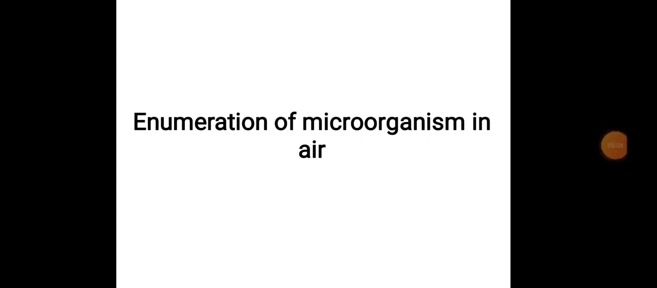In this video lecture we will be discussing the topic enumeration of microorganisms in air. We have seen seven methods for the enumeration of microorganisms in the air. In that we had discussed impingement in liquid, impaction on solid surfaces, filtration and sedimentation in the earlier videos. In this video lecture we will see the last three remaining methods, that is centrifugation, electrostatic precipitation and the last, thermal precipitation. So let's get started.